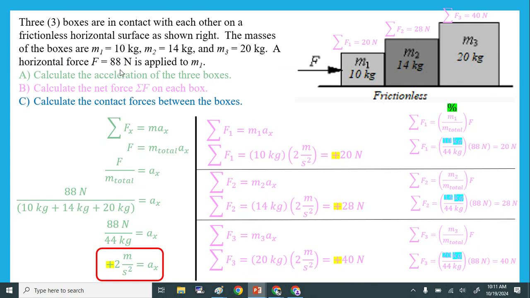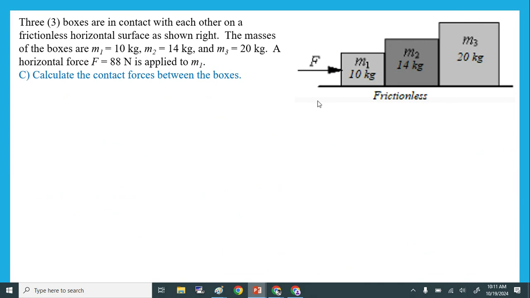Okay, so this is how to check to see if you're doing the stuff right. When you find the net force on each box, it has to add up to the net force of the system. So 20 plus 28 is 48, and then 48 plus 40 is 88. So I know this stuff is right. And that's one way to check it.